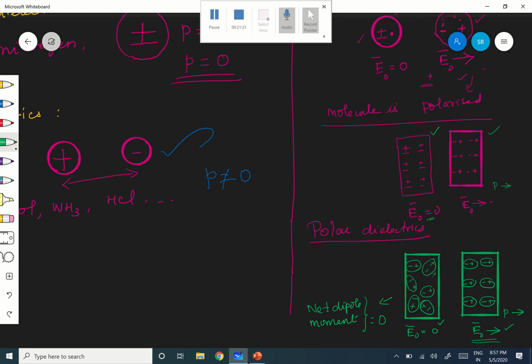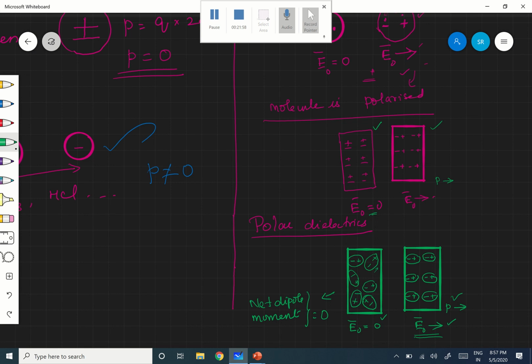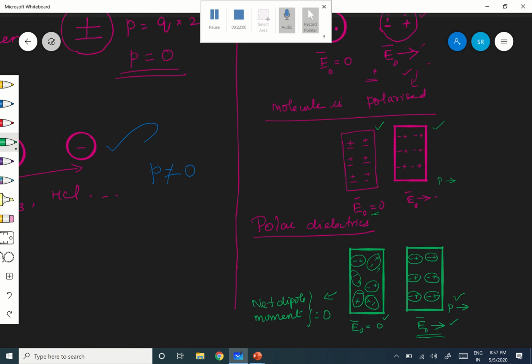A non-polar dielectric doesn't have a dipole moment P in the absence of electric field. But polar molecules have it, though they are randomly oriented. Therefore, the net dipole moment will be 0 because of the randomness. But once you apply a strong electric field, all the dipoles will align in the direction of the electric field, hence you will get a net dipole moment. In this case, the net dipole moment is non-zero.